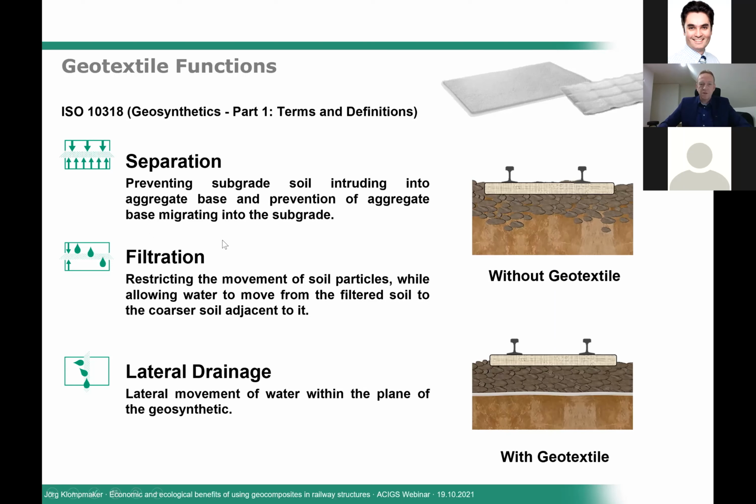The next function is the filtration function. This restricts movement of soil particles, but at the same time, it allows water to move freely from the filtered soil into the coarser adjacent soil, which are sub-ballast or ballast layer. And also, to a certain extent, there is a lateral drainage effect, which we can quantify in geotextiles. Of course, usually the geotextile separators are quite thin, so there's a limited amount of drainage, but still it's a very porous material, and we can assume a certain amount of pore water, which will be drained laterally in the geotextile.